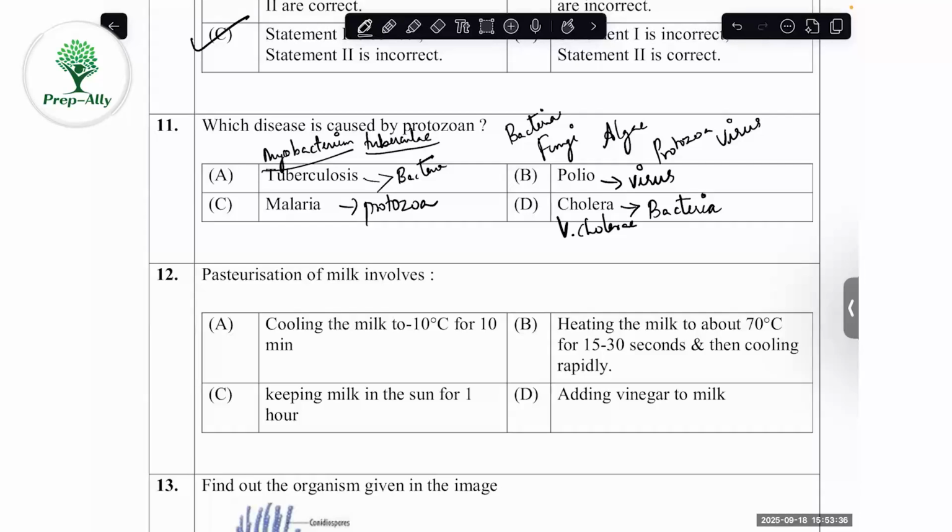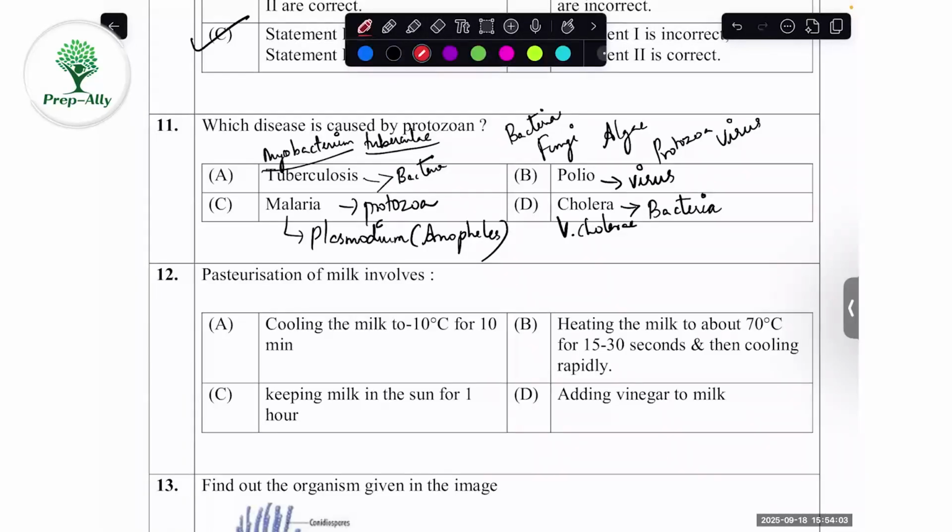But malaria is caused by Plasmodium. Plasmodium is a protozoan. It is transmitted by a type of mosquito called the Anopheles mosquito. It is caused by Plasmodium, which belongs to the protozoan family. So the correct option will be malaria.